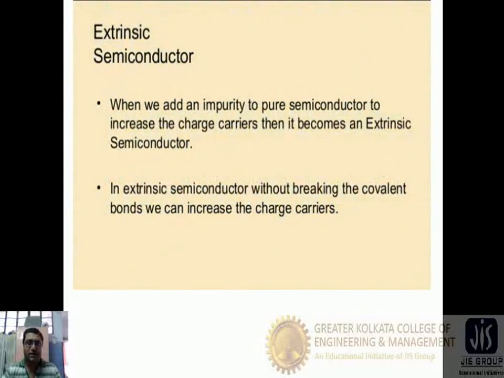First, what is an extrinsic semiconductor? When we add an impurity to a semiconductor to increase the charge carriers, it becomes an extrinsic semiconductor. In an extrinsic semiconductor, without breaking the covalent bond, we can increase the charge carriers. That means we are adding impurity to a pure semiconductor, or the intrinsic semiconductor, to change its conductivity.